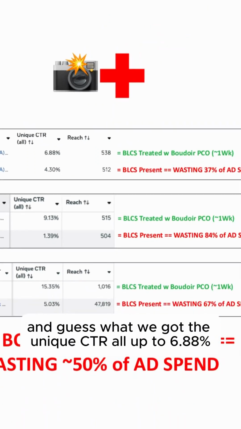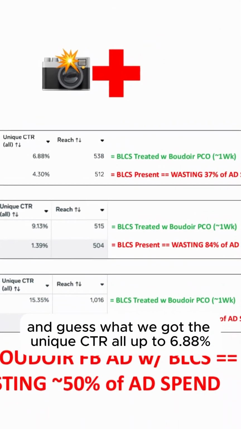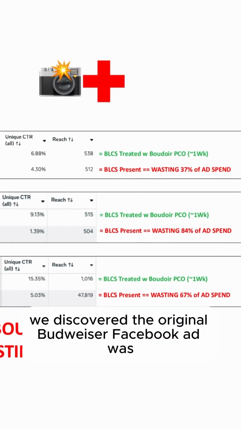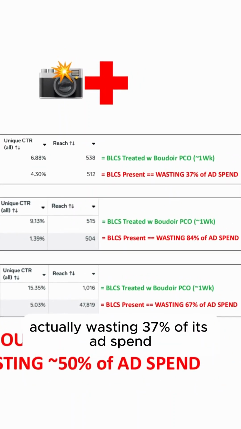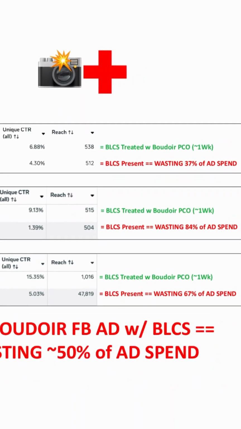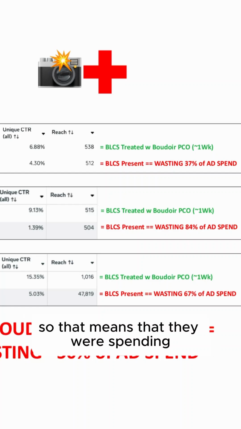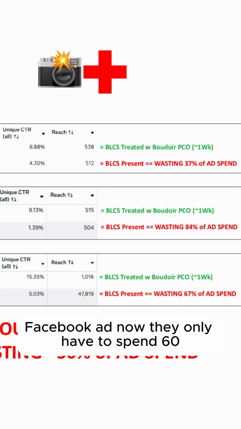Takes about a week. And guess what? We got the unique CTR all up to 6.88%. So we discovered the original Boudoir Facebook ad was actually wasting 37% of the ad spend of what it could have been achieving. So that means that they were spending 10 grand a month on the original Boudoir Facebook ad.